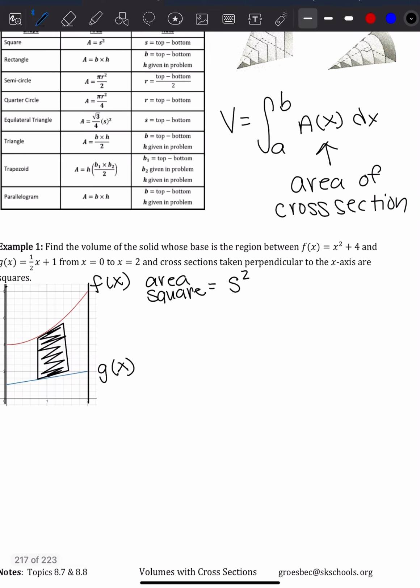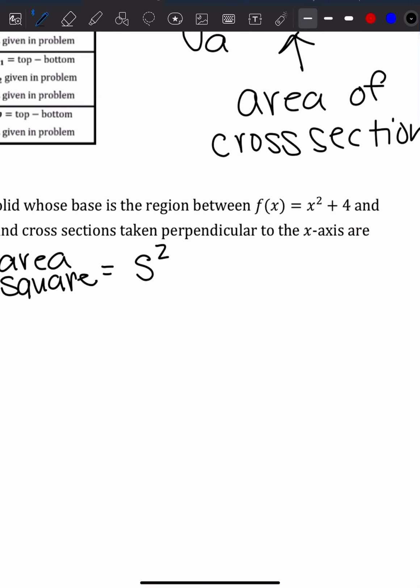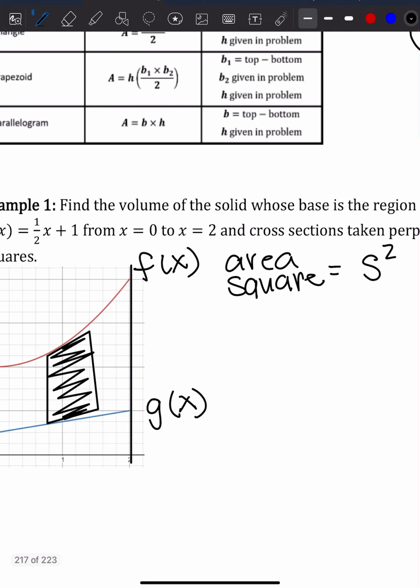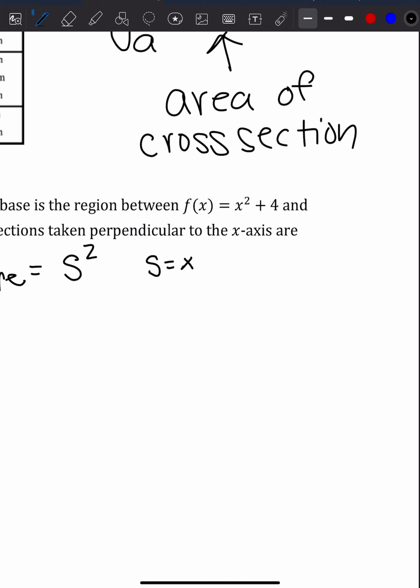The only difference here is that S is going to be squared. So S itself is going to be equal to the top equation minus the bottom equation. We know the top equation is f of x, the bottom equation is g of x. So I have x squared plus 4 minus 1/2 x plus 1.